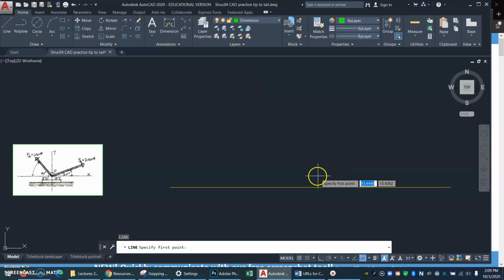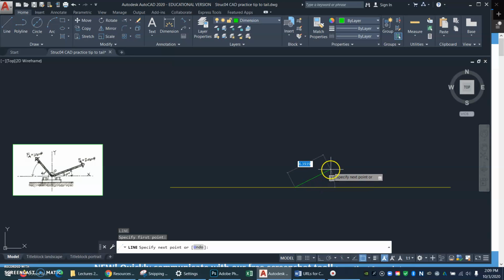So my first line, I like having that nearest endpoint Osnap, see that little bow tie thing? So I can click any place on this ground line and know that I'm hooked up. Okay, now I have my dynamic cursor turned on. That's those boxes stuck to the cursor.